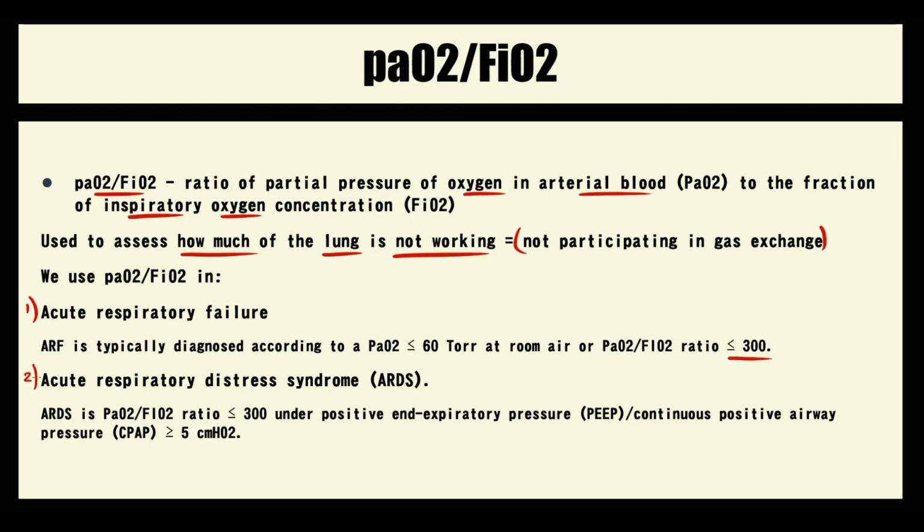And the second condition is acute respiratory distress syndrome, where the ratio should also be less than 300 under positive end-expiratory pressure. The normal value of arterial partial pressure of oxygen to fraction of inspired oxygen is 300 to 500. Everything below 300 is pathological.